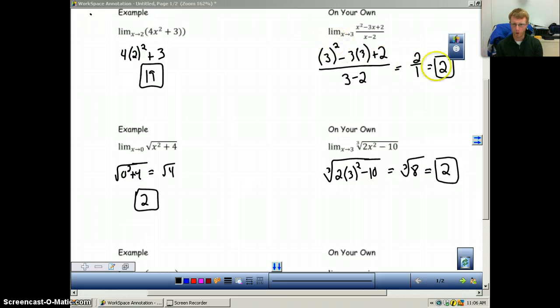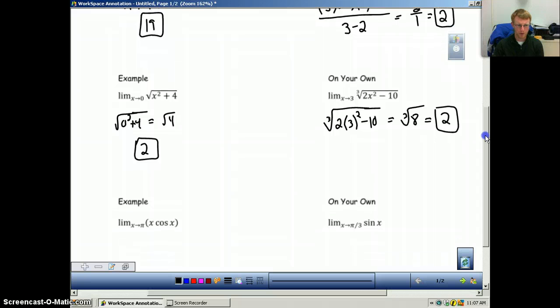For this first one, hopefully you got the answer of 2. Again, all you're doing is plugging in your 3. Even though this is discontinuous at x equals 2, it's not discontinuous at x equals 3. So it approaches 2 from both sides. For this one down here, plug in 3, we get the third root of 8. This is also 2. So again, plugging in the value gave a solution.